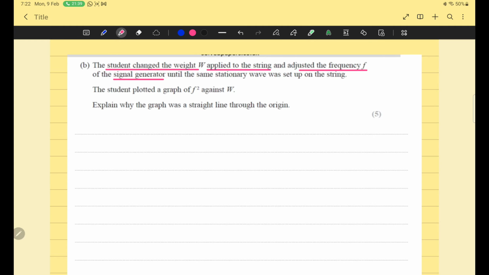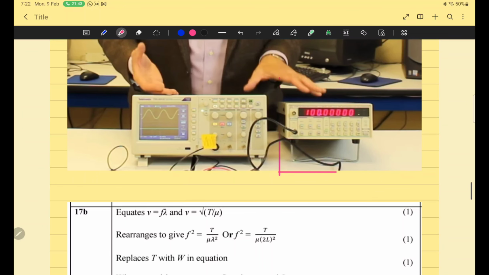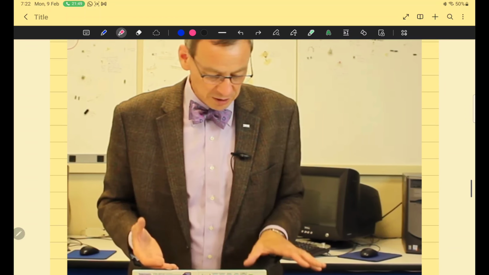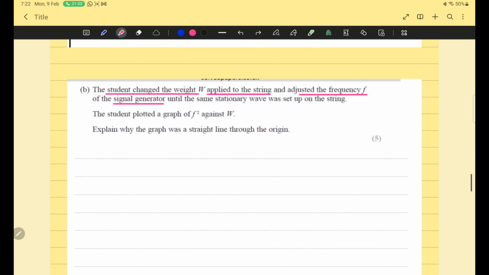Sir, what is a signal generator? I will show you by a picture. This is a signal generator. This device is a signal generator, and it is just like a vibrator which can produce vibration. So this is a signal generator.